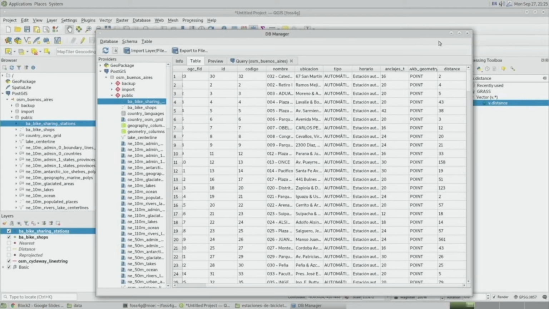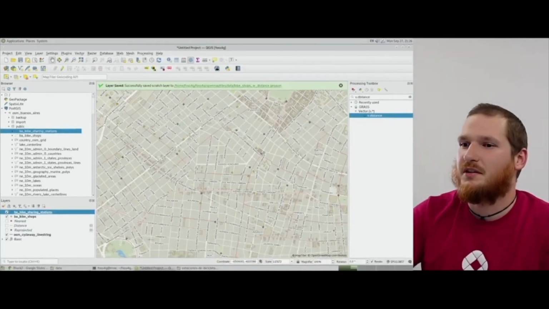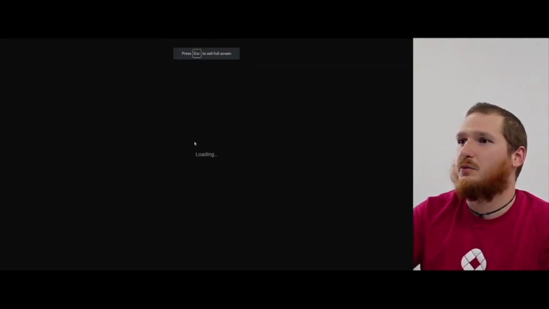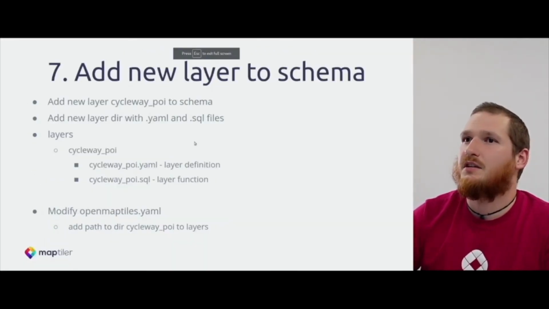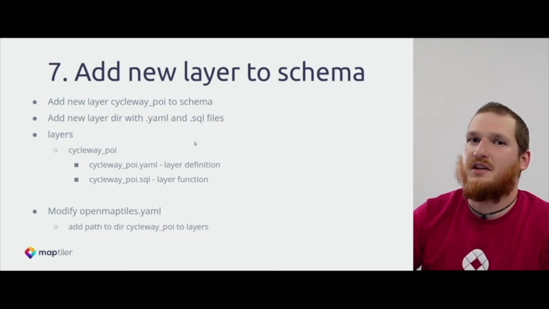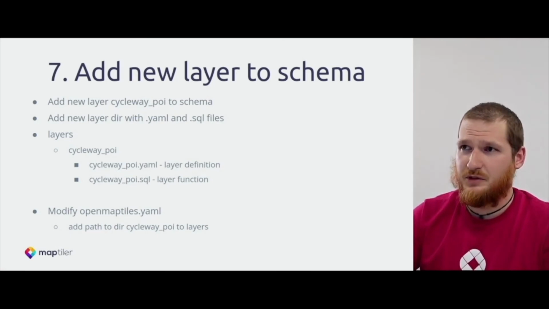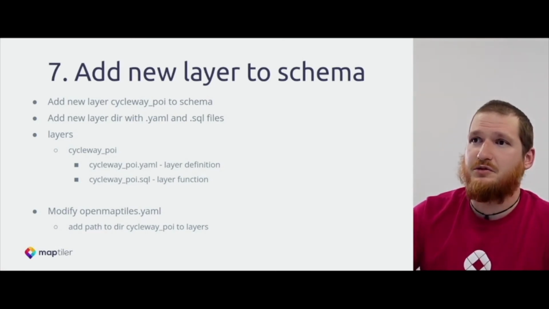So now we have in our PostGIS database two tables. One table with bike sharing, one table with bike shops. And now we want to combine these tables into new layer in our vector tile schema. We already created new layer in the block 1. It was the layer cycleway. So now we will add another layer, cycleway poi. I will do it a little bit faster because you already know how to do it.